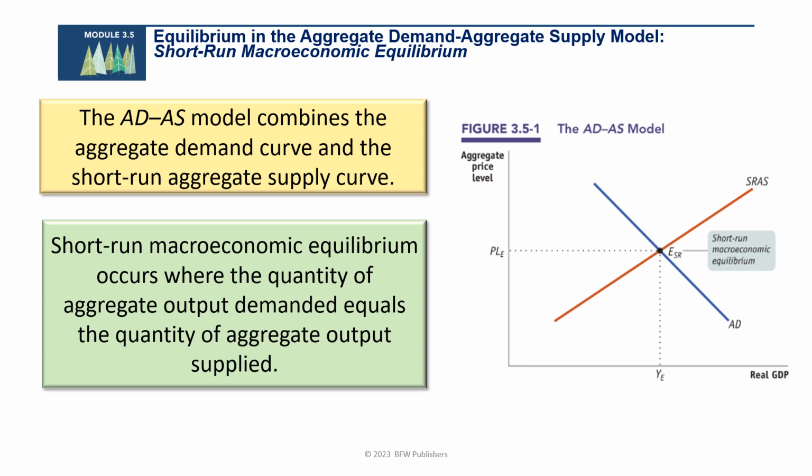Short run aggregate supply curve, aggregate supply is what? The amount of real output that producers want to make available for sale at the price level. So in the short run, equilibrium occurs where what? Aggregate demand intersects or is equal to aggregate supply, as pictured on this graph, YE.